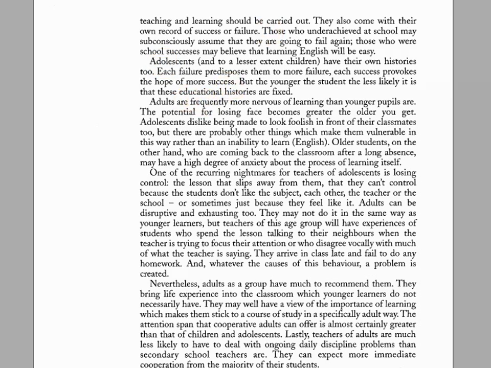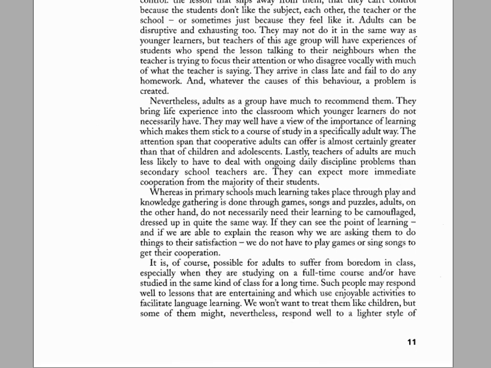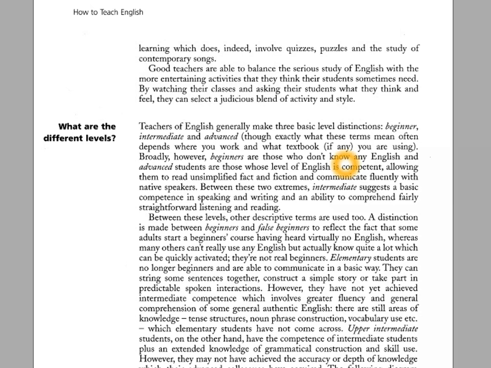So adults are frequently more nervous about learning than younger pupils. If you think about young kids, they are able to learn in different ways, with different strategies, maybe by singing, maybe by playing games. But adults, maybe they are not interested anymore in playing games. They need another way that is to the point. And that's why you have to know the differences between ages. It's very important to read about the period of time for learning. What are the different levels?